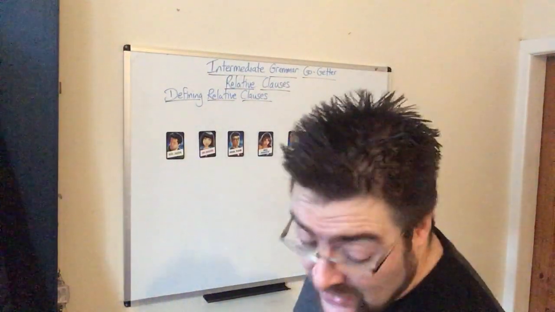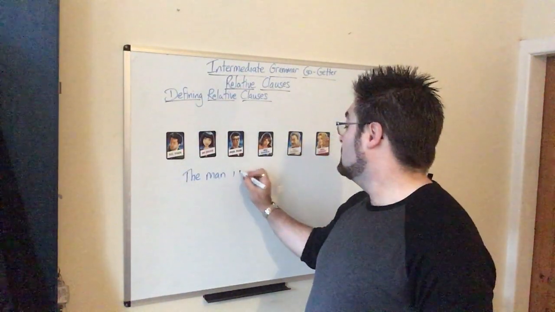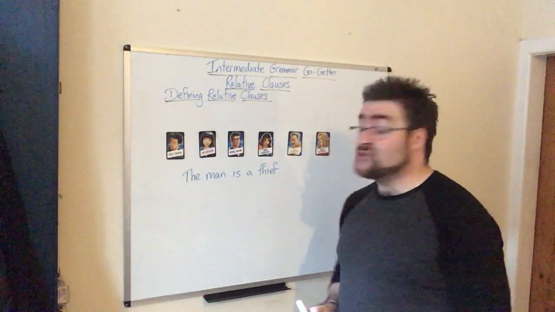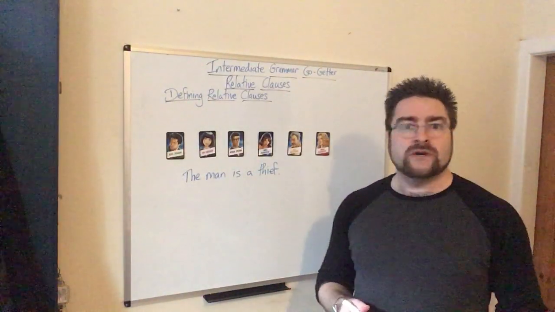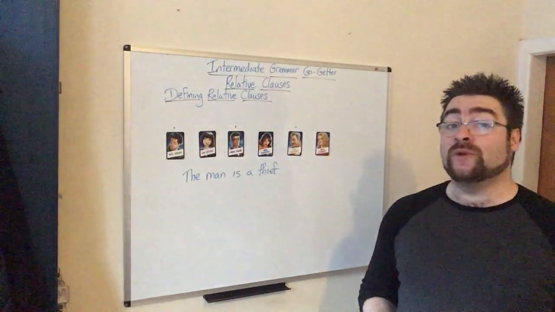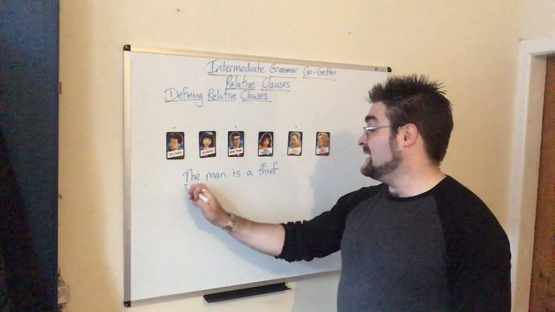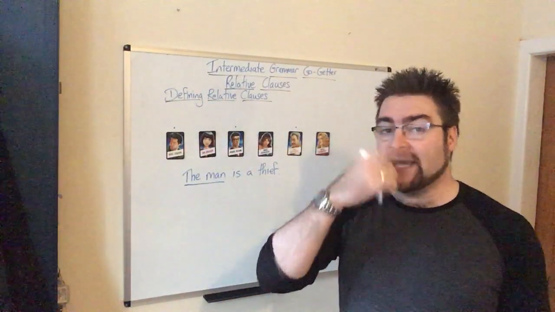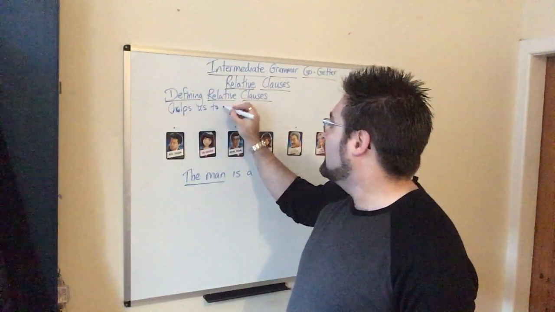Now the first thing I'm going to do here is write a very simple sentence. The man is a thief. And I'm going to ask my students, what is the problem with that? Now hopefully they're going to say, well, we don't know which man, because there are 3 men that I could be talking about. So it's not clear which of these 3 is this man. Okay, and that's what a defining relative clause is used for. It helps us to identify the subject.